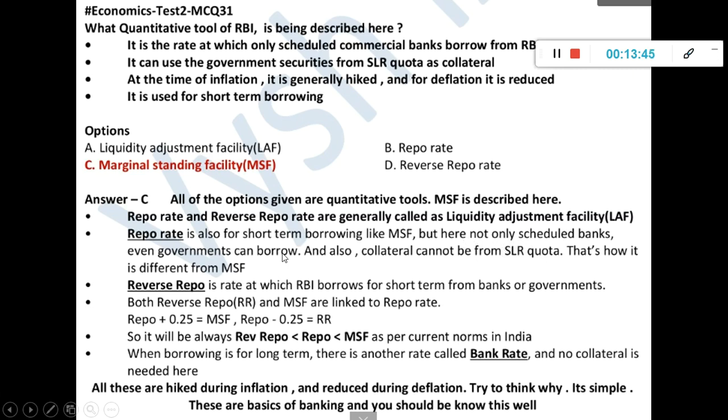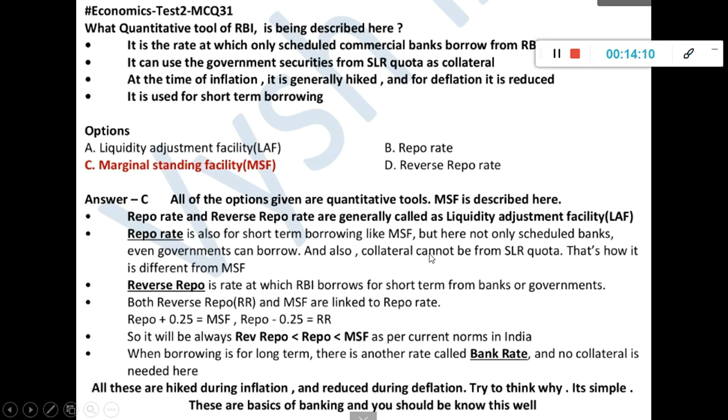When it comes to MSF, it is the same thing. It is short-term borrowing. Banks again go to RBI. But this time, when you give the collateral, you can give a little bit of the government securities from there as collateral to the RBI. So there is not much difference. The only difference is whether you can give collateral from SLR or not, and which banks are there. Only scheduled banks can do this, and that too limited. Not like you take the entire SLR quota and give it to the RBI.